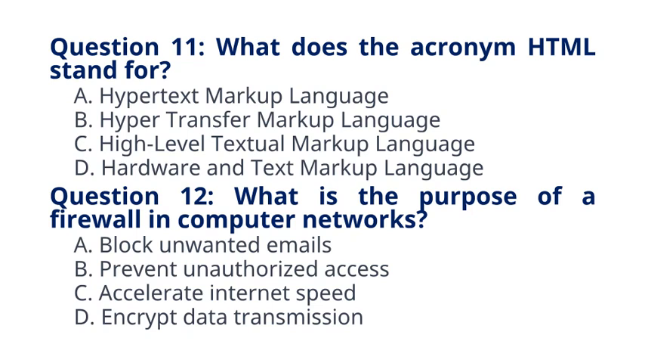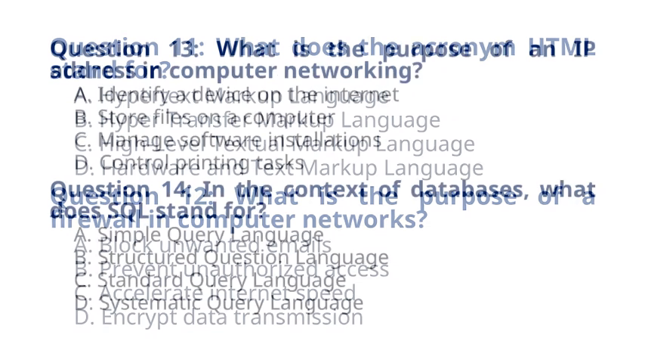Question 12. What is the purpose of a firewall in computer networks? A. Block unwanted emails. B. Prevent unauthorized access. C. Accelerate internet speed. D. Encrypt data transmission. The correct answer to question 12 is option B. Prevent unauthorized access. Explanation. A firewall is a network security device that monitors and controls incoming and outgoing network traffic to prevent unauthorized access.